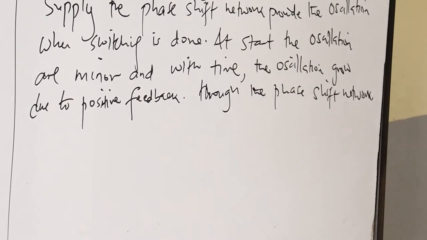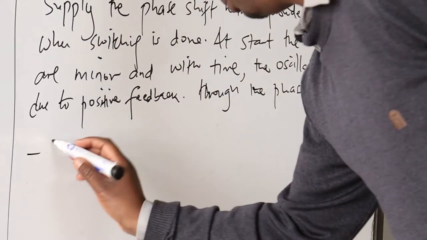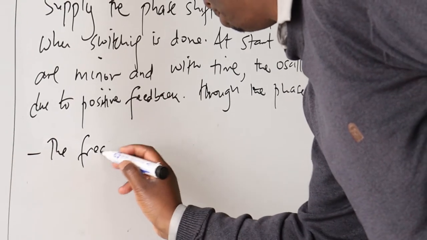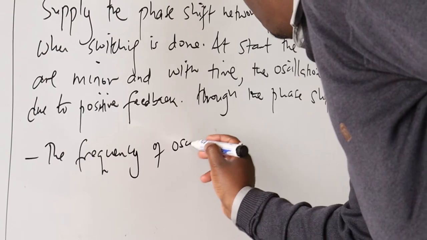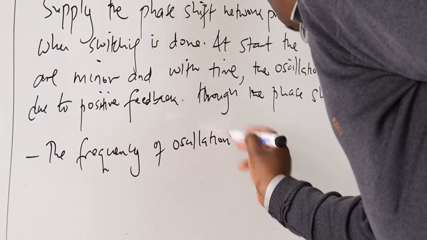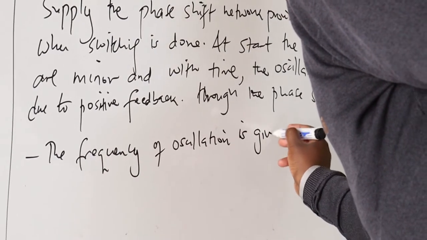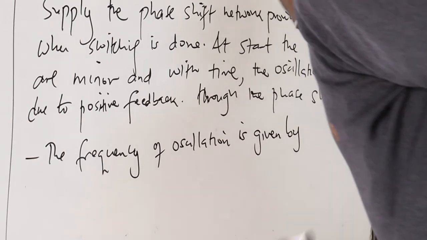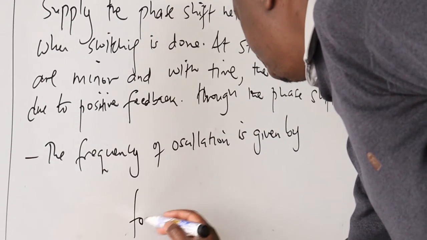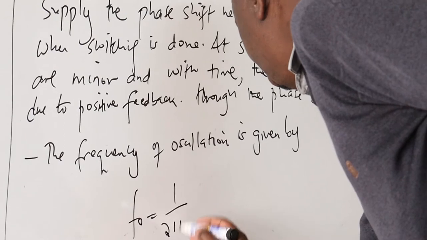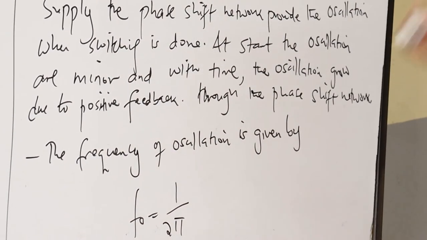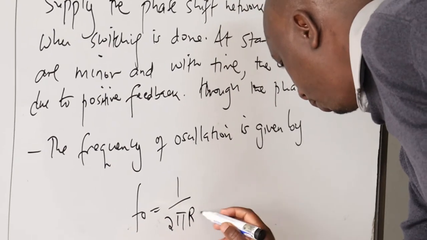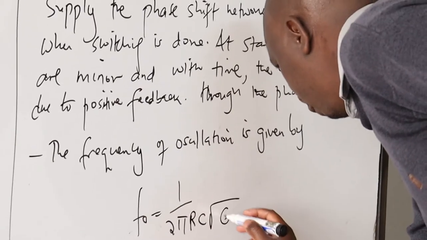So the frequency of oscillation is given by 1 over RC times the square root of 6.